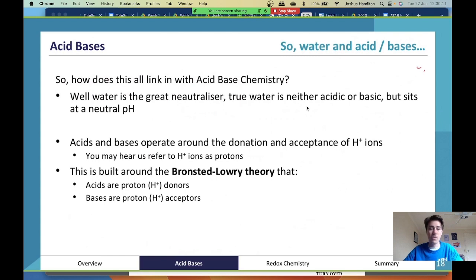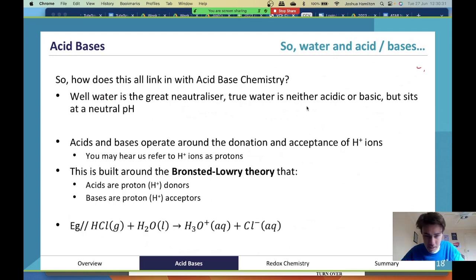So acids and bases operate around the donation and acceptance of H plus ions. You may also refer to H plus ions as protons. This is built around what we refer to as the Bronsted-Lowry theory, that acids are proton donors, so they give away H pluses. Bases are proton acceptors. As you can see here, we have hydrochloric acid, which is an acid, and we have water, which is a neutralizer, and the hydrochloric acid has donated its H plus. In this case we actually have some neutralization. We would probably still be fairly acidic in this environment, but we've got some neutralization going on.